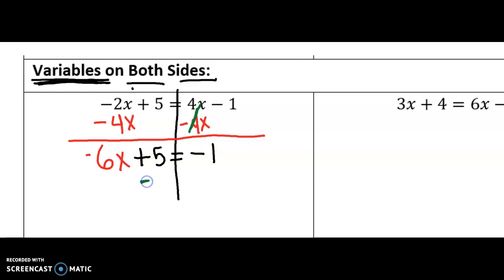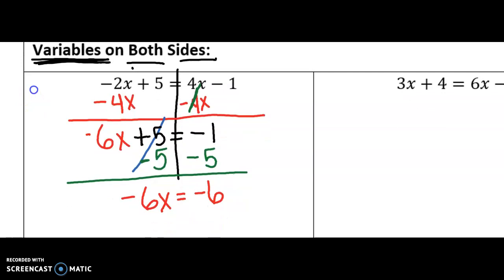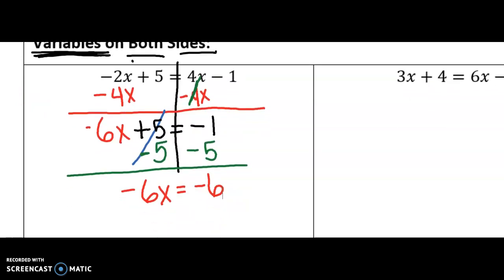So we got to move the 5. Minus 5, minus 5, because I was adding 5, so I minus 5. That causes it to cancel out. So I'm left with negative 6x equals a negative 1 minus 5 is a negative 6. Again, if you have trouble adding positives and negatives, let us know and we can help you. And now we're back to just a simple one step.